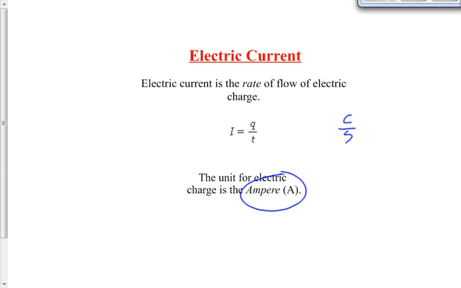Now, in all likelihood, you're not going to get a question on an exam that just asks you to find electric current using this equation I is equal to Q over T. In all likelihood, when you see this, if you do, it'll be part of a larger question. But before we go on to the larger questions involving electric current, let's take a look at one quick example just using this equation.